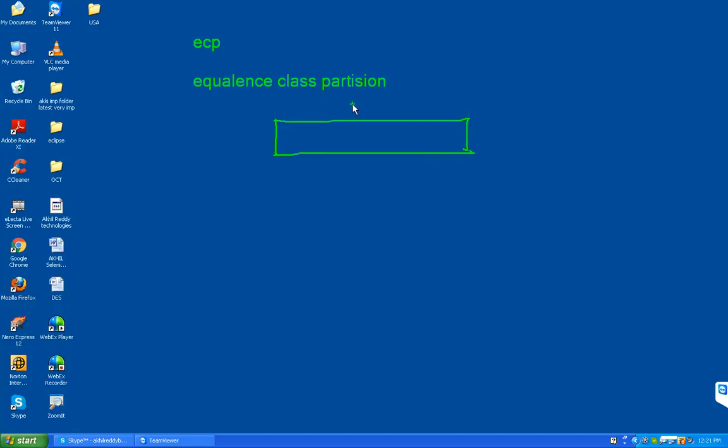The customer is saying the username field should take minimum 4 characters, maximum 12 characters. All are small letters, and we can take numeric values also, 1, 2, 3. This is the customer requirement. So first of all, we need to prepare valid data and invalid data.